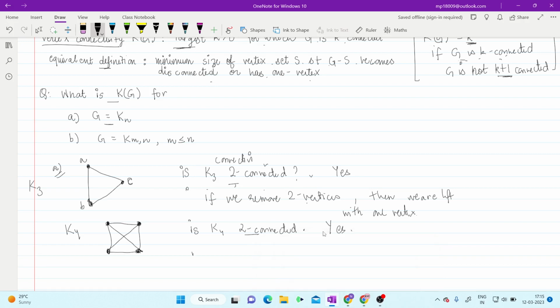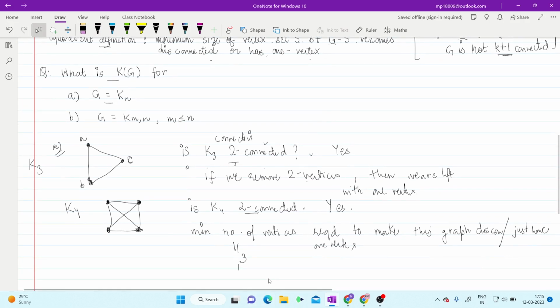You are right. The minimum number of vertices required to make this graph disconnected or just have one vertex is 3. Therefore connectivity is 3.